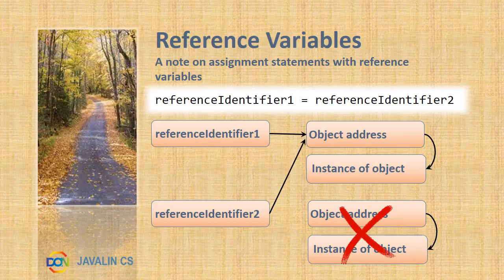Reference identifiers work differently though. What happens with reference identifiers is that the object addresses become equal. What that means in practice, of course, is that both reference identifiers are now pointing at the same instance of the object, and the second instance of the object is lost. It's still sitting in memory, but we can no longer access it. Fortunately, Java has garbage collection processes which clean up that memory for us.